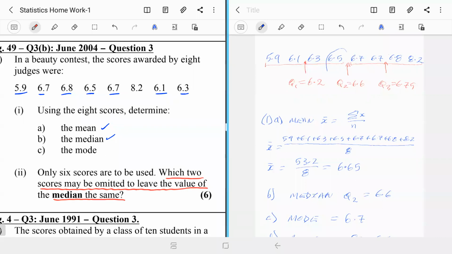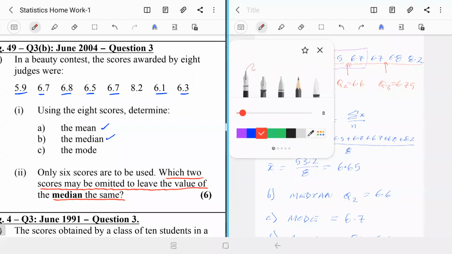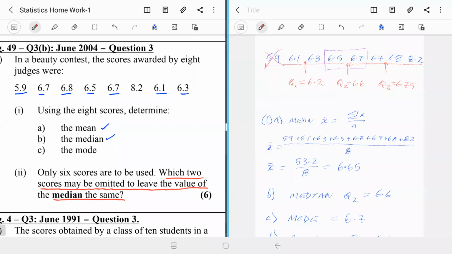So you want the median in here to be the same. Which 2 values can I remove from the data to have 6 data left, but then the median will remain the same? Sir, the highest and the lowest ones? Right. If you take out these 2 values, you just want to make sure that you leave these 2 in the middle. You want the median still to be 6.6. So if you make sure that you leave those 2 in the middle, basically I can take out this one and take out this one. Now we'll have 6 values left and the median will be in the middle.